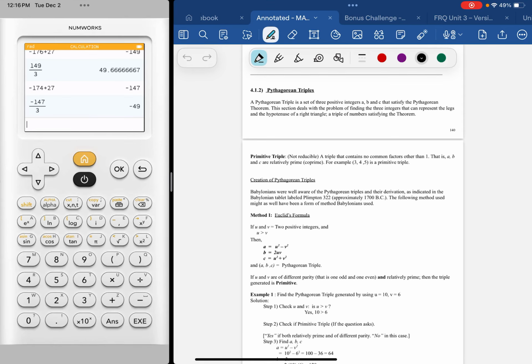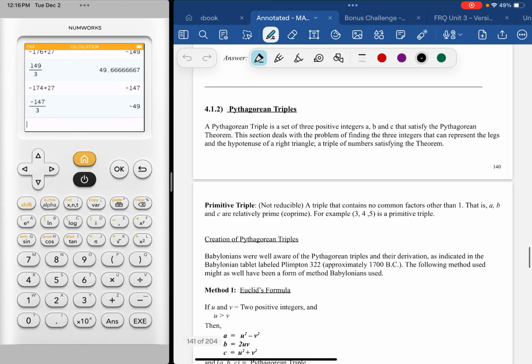All right, so Pythagorean triples, a set of three positive integers that satisfy the Pythagorean theorem. This section will deal with the problem of finding the three integers that can represent the legs and hypotenuse of a right triangle, a triple of numbers satisfying the Pythagorean theorem.